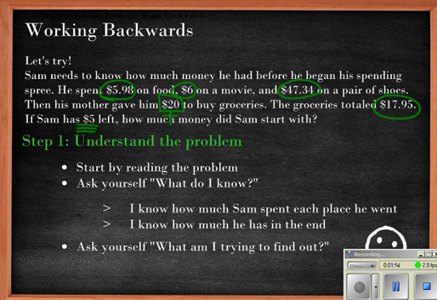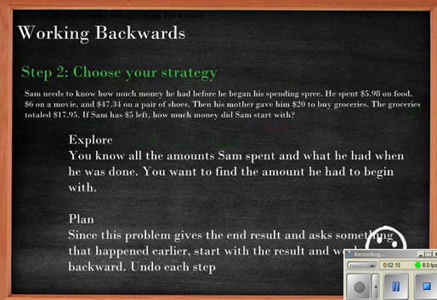The next question we need to ask is, what are we trying to find out? And this one says, how much money did Sam start with? So when we are looking at start with, they are asking for us to give them the beginning amount. That's what makes working backwards the perfect strategy for this problem.